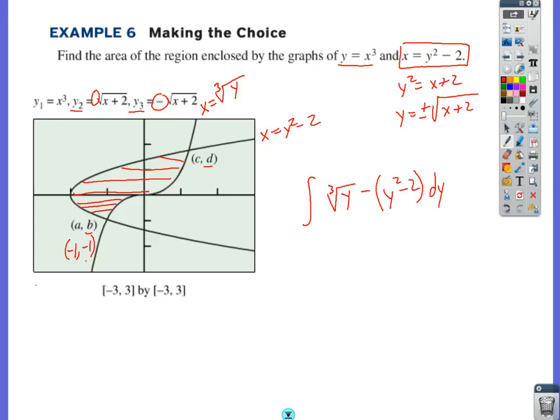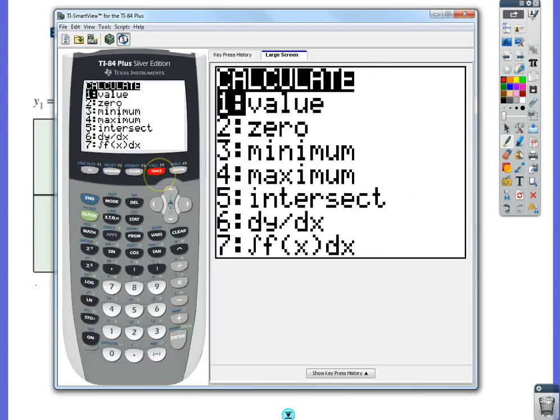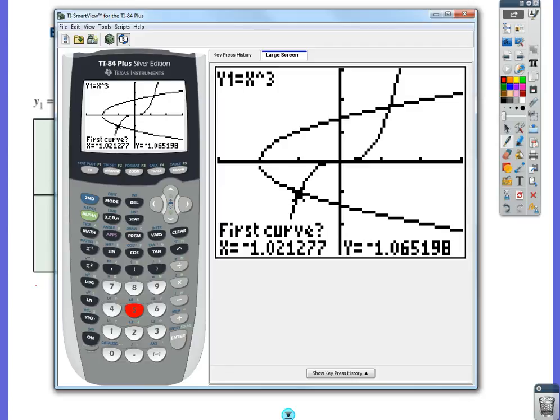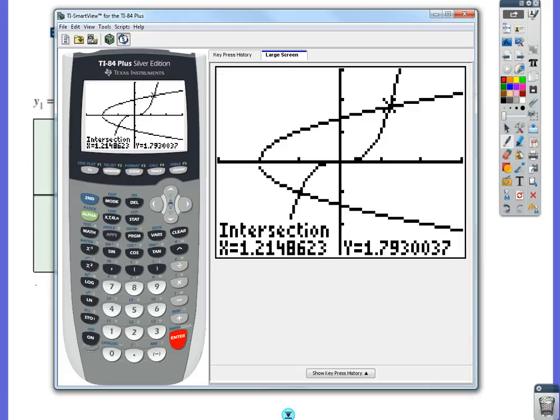Now let's take a look at the second one. Again, I go second, trace, 5 for the intersection. For my first curve, I'm still going to choose x cubed. For my second curve, I am going to choose the positive one. And I'm going to scoot over where I think the guess might be. I hit enter. As soon as it gets done, hit enter. Alright, now it gives me a really funky one. Again, you have to pay attention to what we want. So I'm going to quickly write down the approximation.